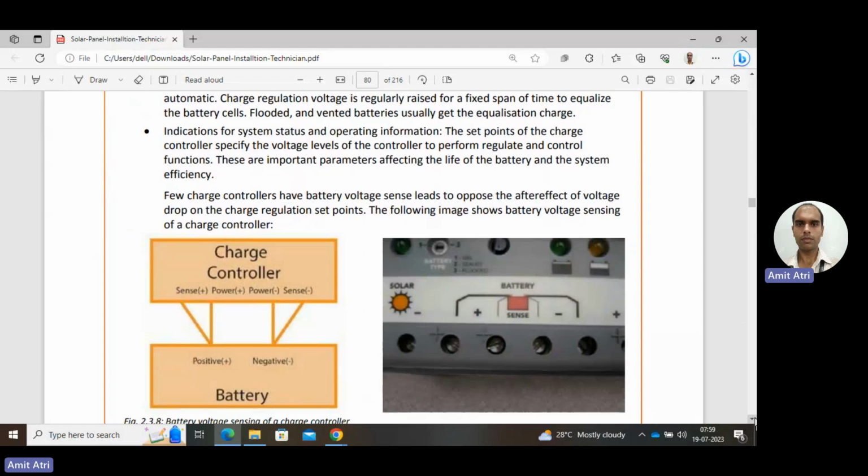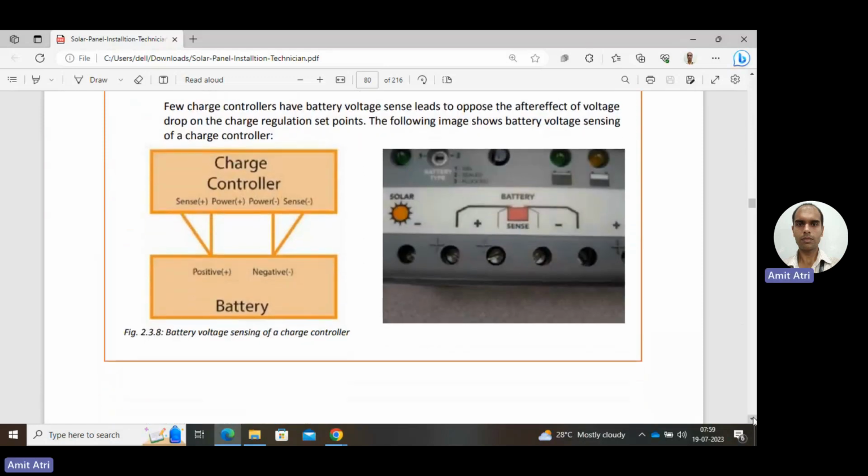The set points of the charge controller specify the voltage level at which the controller performs, regulates, and controls its functions. These are important parameters affecting the life of the battery, because battery life increases with proper maintenance. Charging must be within the limit, and temperature must be maintained, although temperature is not totally in our control because of environmental reasons.